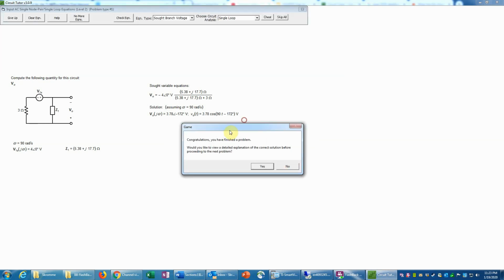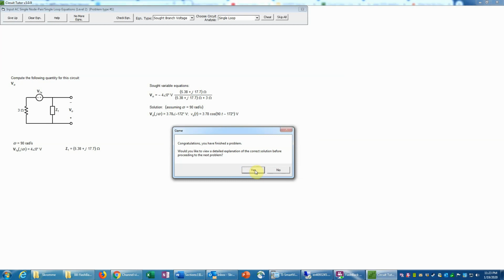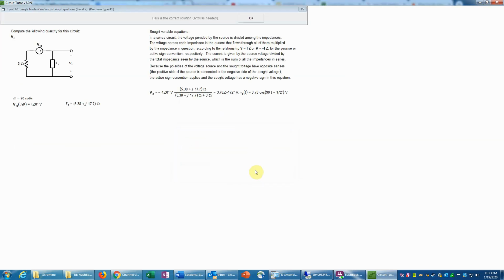And that completes the problem. And I can get a more detailed solution, or explanation rather, by clicking there. And then that will explain a little bit more how this worked. So that completes this problem.